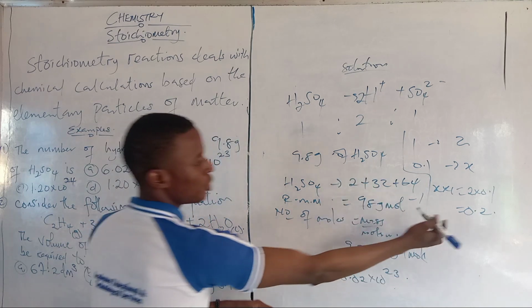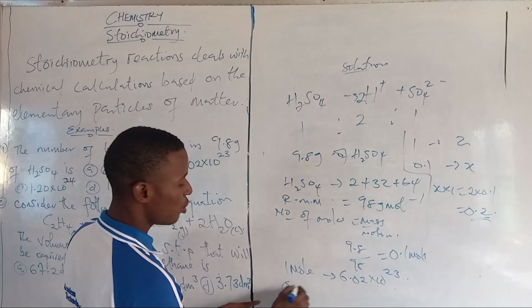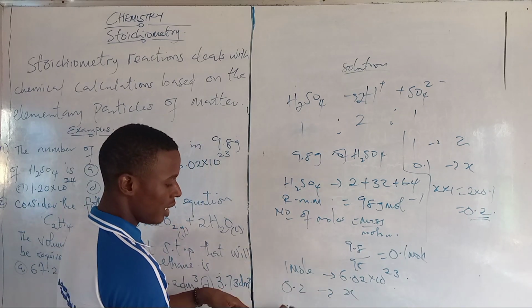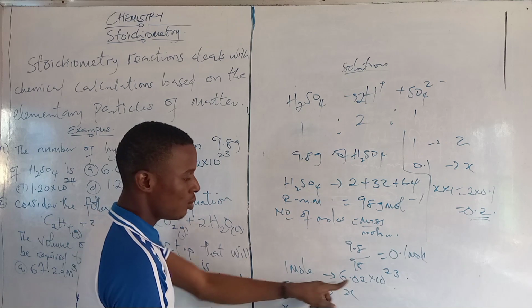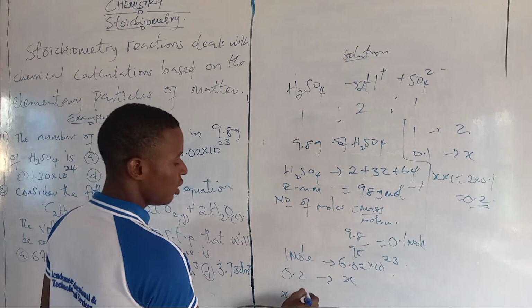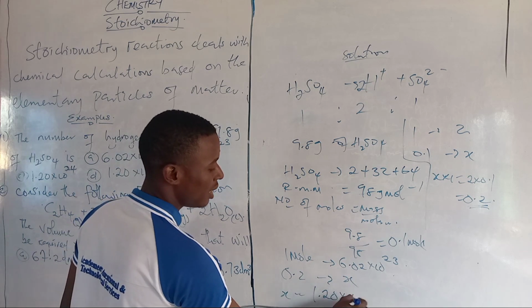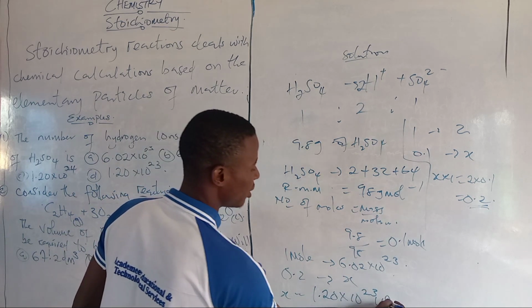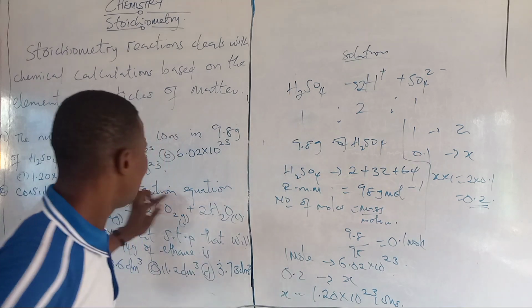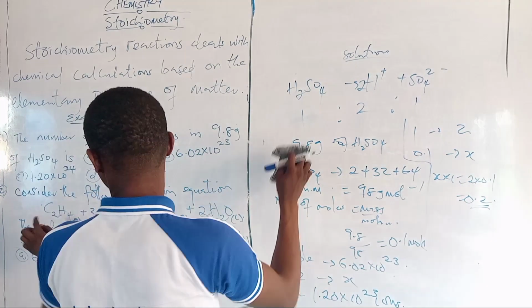Then now come down from what we have gotten here. 0.2 moles now gives us x. If you cross multiply, x times 1 is x, equal to 0.2 times 6.02 times 10 to the power 23. That is equal to 1.20 times 10 to the power 23 ions.